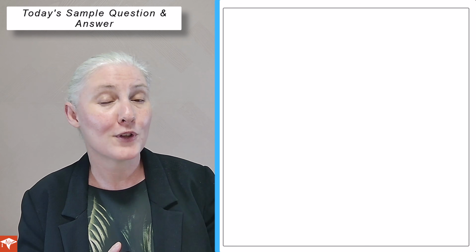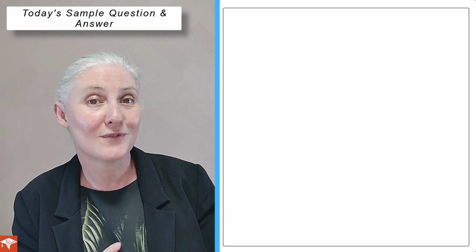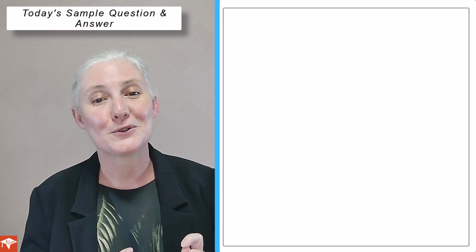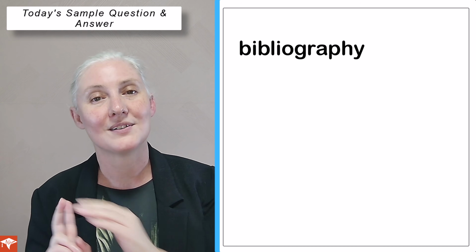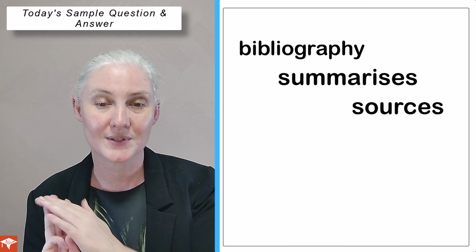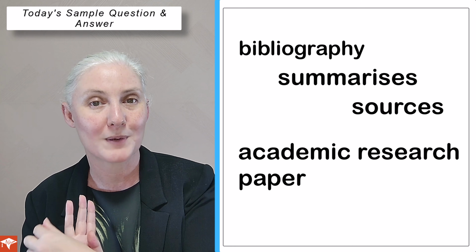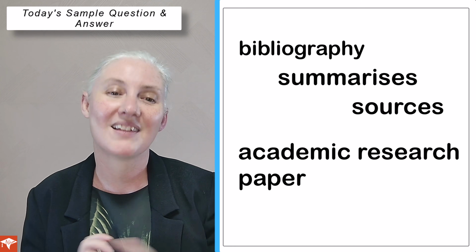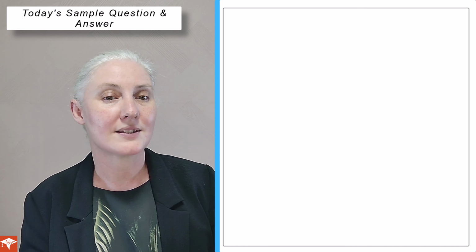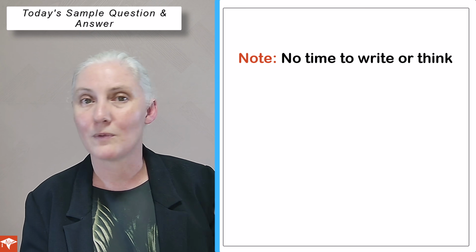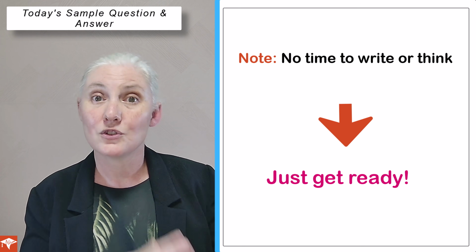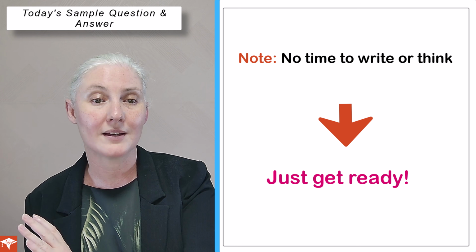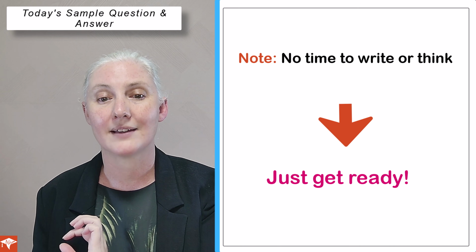So, what words could you catch? Now, if you had done step 1 and you know some university vocabulary, maybe you caught bibliography, summarizes, sources, academic research paper. If you did, great. Now, in a repeat sentence question, there's no time for writing things down or thinking, so you just move straight on to step 3. Mumble the words you can't catch.